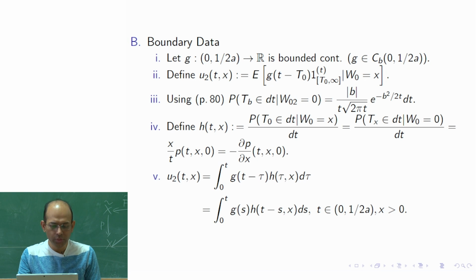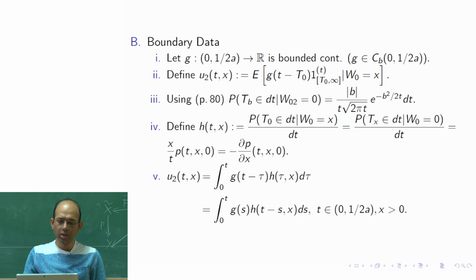Now we are at the stage of computing this expectation. So u2 of t comma x is the expectation of g of t minus T0, but we know the density of T0, so we write it as a function of tau. So write down g of t minus tau, multiplied with the density of T0, h of tau x d tau, and integrate.